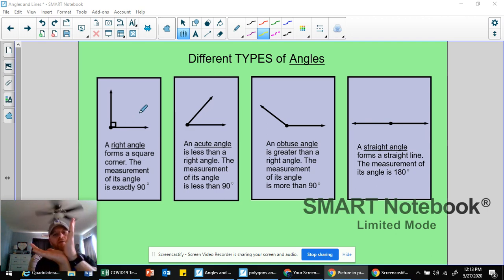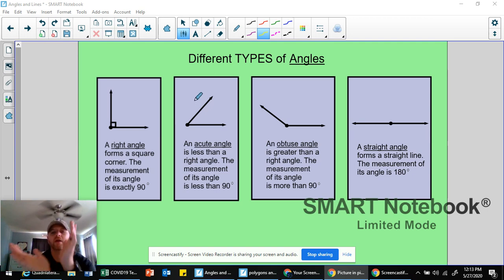So if I were to make a right angle with my hands, it would kind of look like this. If you look around, there's right angles all over the place. The corner of a computer screen, the corner of a piece of paper, the corner of a book, the corner of a door or a doorway, they're all right angles. They form perfectly squared corners.